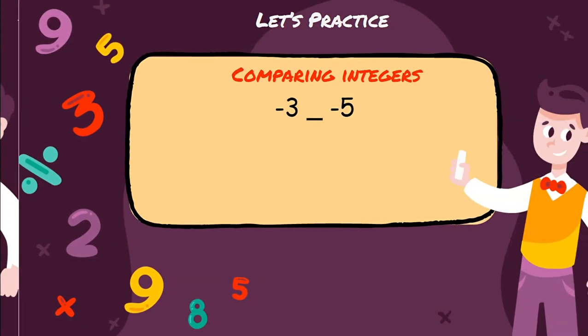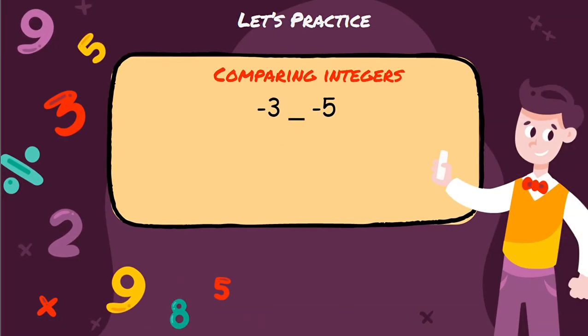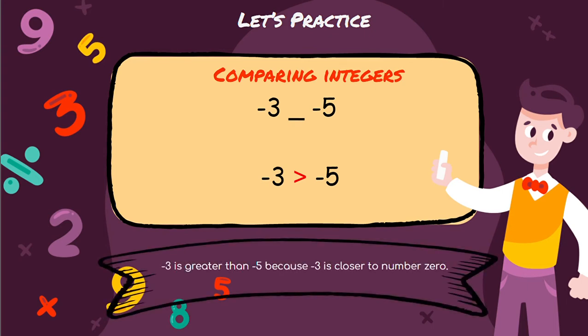Now let's try comparing two negative integers, -3 blank -5. -3 is bigger than -5. That is because -3 is closer to the number 0.